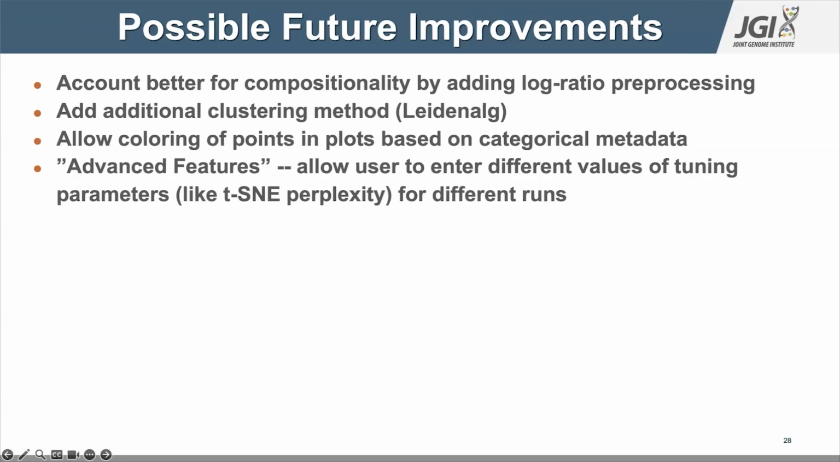We're also considering adding Leiden-alg as an additional clustering algorithm to choose from. And we may add the ability to color points and plots based on certain categorical metadata. And finally, we may add an advanced features option where the user could enter different values of the tuning parameters of the different methods for different runs.